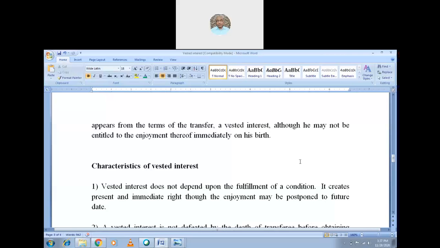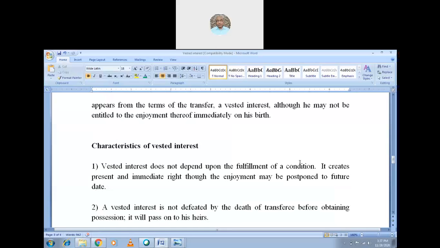Of course, some people say that even in the gestation period he has a vested right. But let us see it in detail in the later part. Now we are making the preliminary study here. So now let us see the characteristic of a vested interest. Vested interest does not depend upon the fulfillment of a condition.